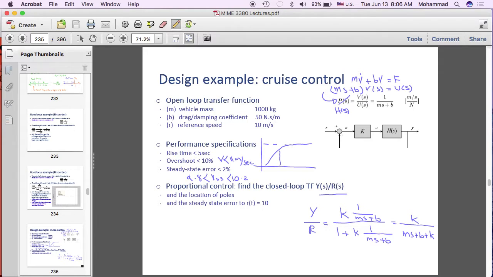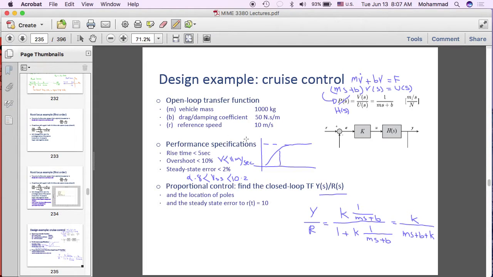We also looked at this example where we talked about a cruise control system, which is a first order system. So we have the transfer function of the open loop as 1 over ms plus b, where m is the mass of the system, b is the drag coefficient. And we wanted to look at the performance of the closed loop system when r, the reference input, the desired velocity of the car, is 10 meters per second.